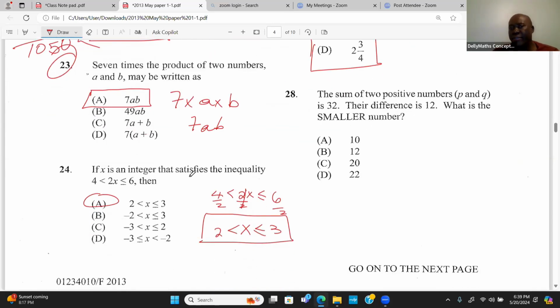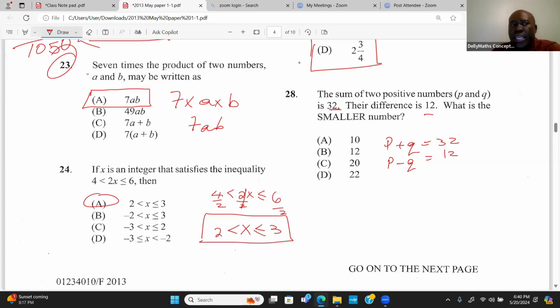The sum of 2 positive integers, P and Q, is 32. Their difference is 12. What is the smaller number? What a lot of people do is use trial and error, but I'm not going to do any trial and error. I like to just work it and get my straight answers. So I'm going to create a system of equations. It says the sum, so P plus Q gives me 32. That's what they said. And then their difference, that means P minus Q, gives me 12.